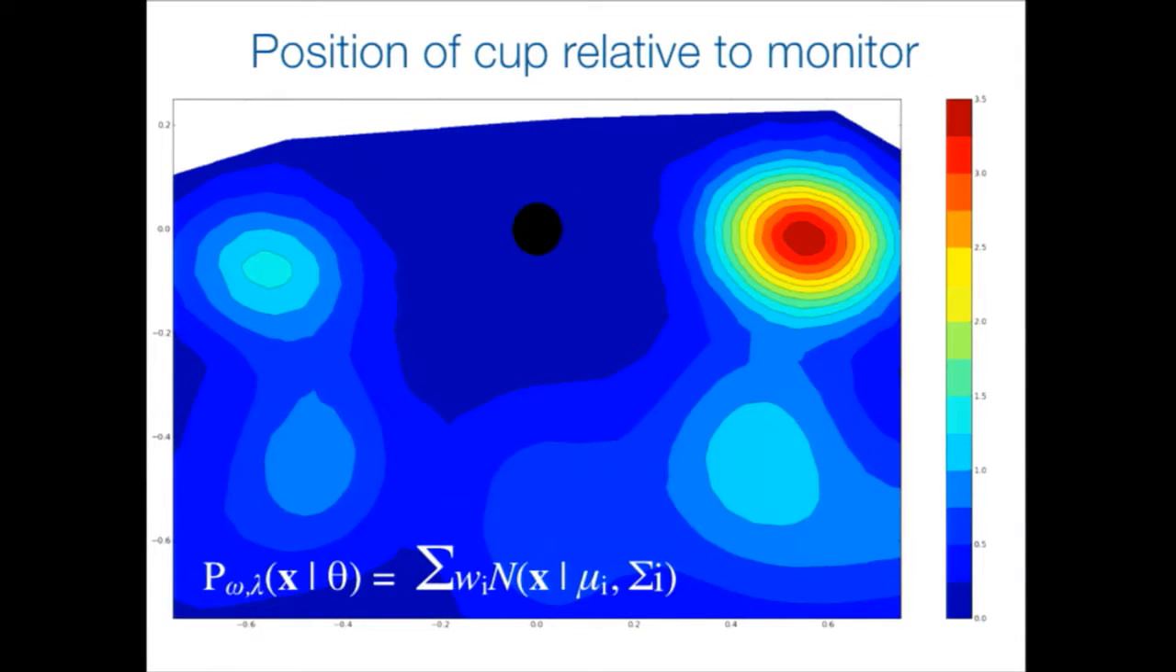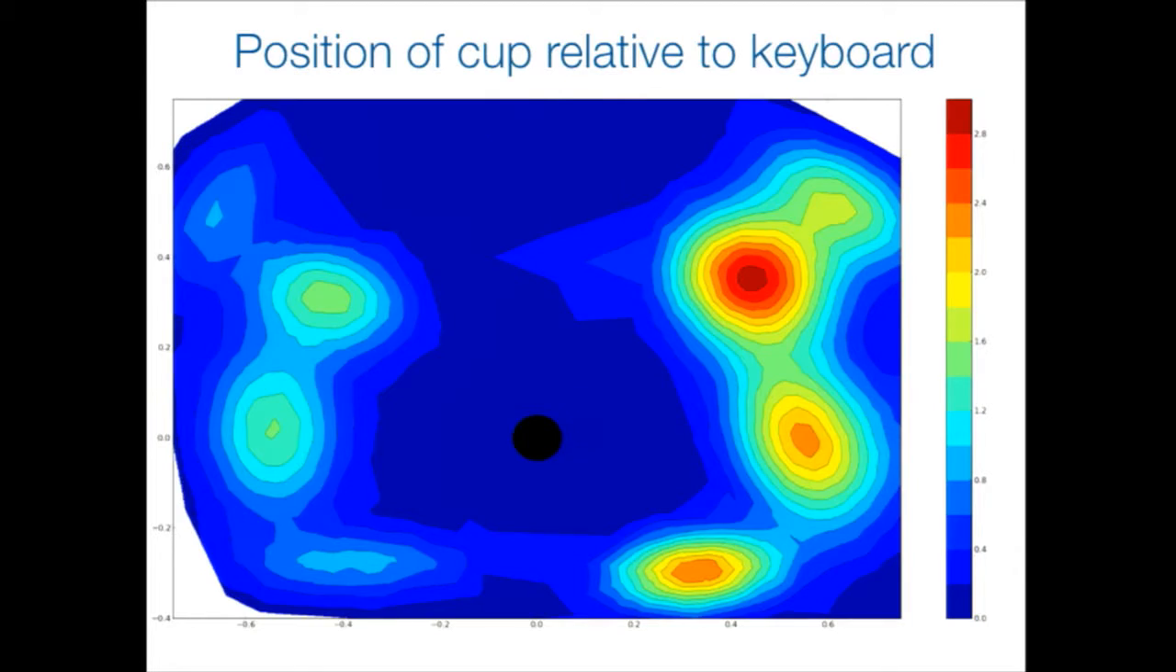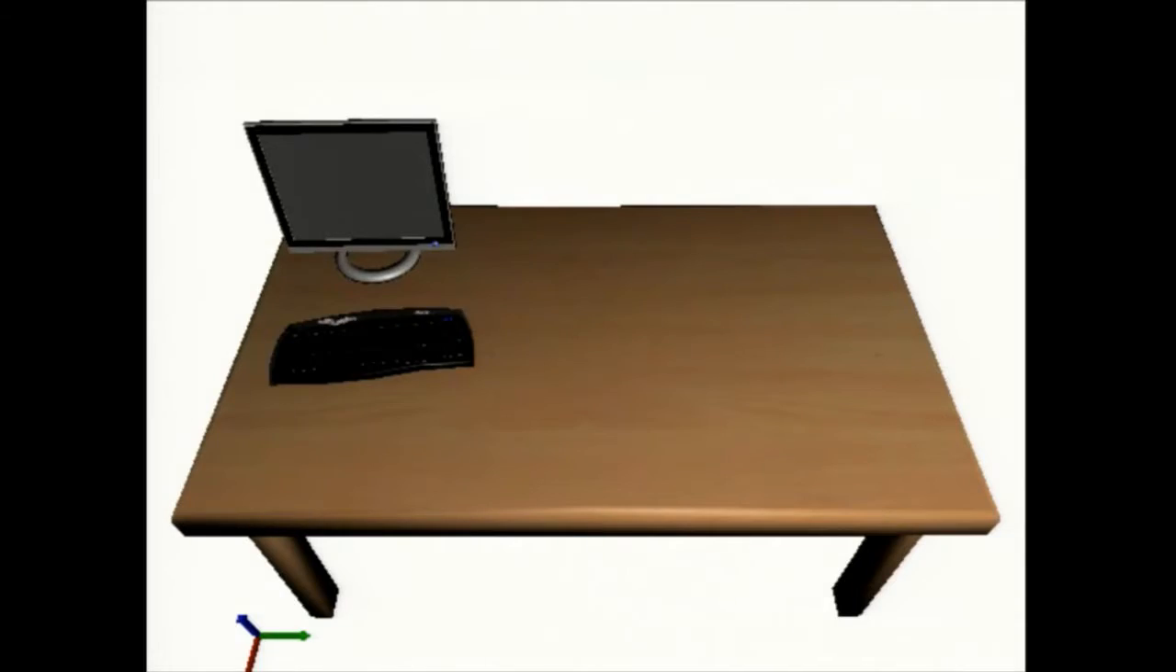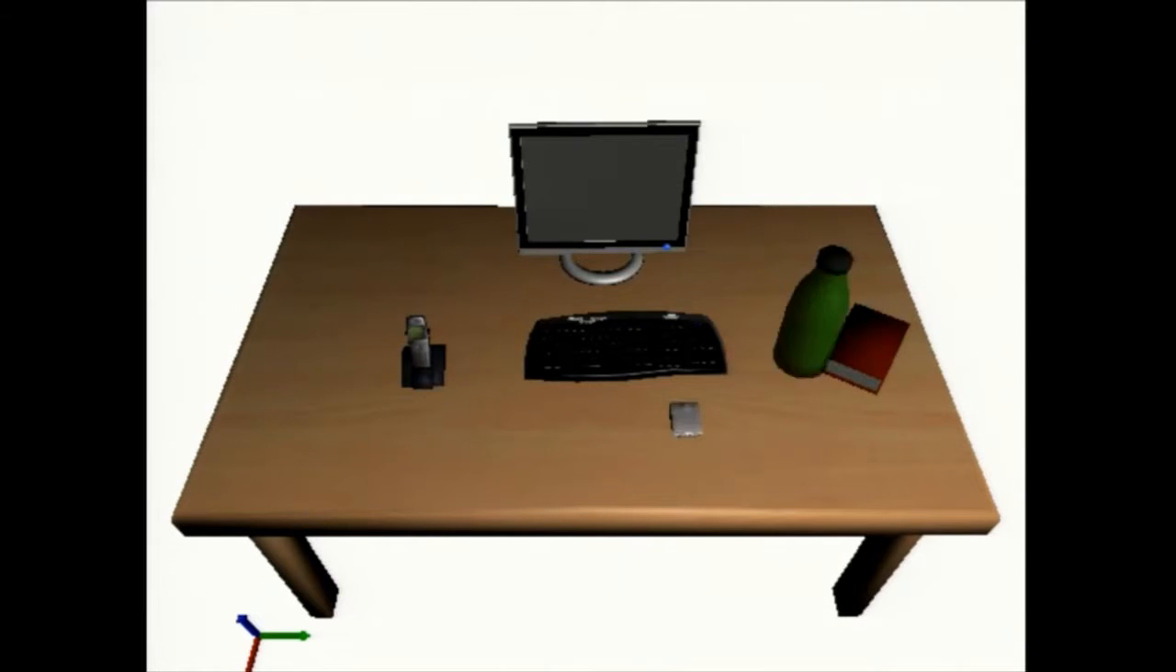You can think about the position of a cup relative to a keyboard, and you can see that a cup is much more likely to be in different places around a keyboard than a cup is relative to a monitor. Of course, when you think about the fact that keyboards are in front of monitors, it raises interesting questions about what landmark to suggest when you're looking for things. And also whether these things are independent or not.